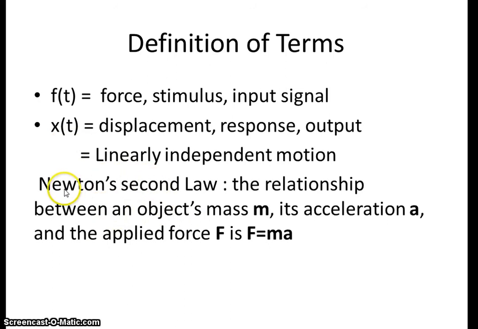We will be using Newton's second law to analyze and derive the equations of the input and the output variables. So Newton's second law states that the relationship between an object's mass m, its acceleration a, and the applied force F is just F equals ma. If there are several forces, then this will be the net force acting on the mass m.